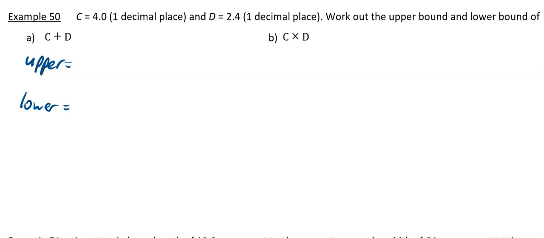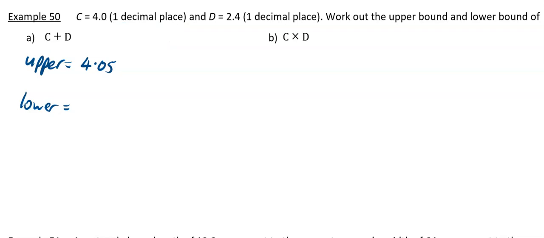So the upper, first of all, you're going to take the upper of c. So the upper value of c is 4.05. So remember how we get that. It had been rounded to 1 decimal place. So 1 decimal place is 0.1. So that means you go plus or minus half of 0.1, which is 0.05. So that's how we've got our 4.05. You've added 0.05 onto our 4.0 to give you 4.05.